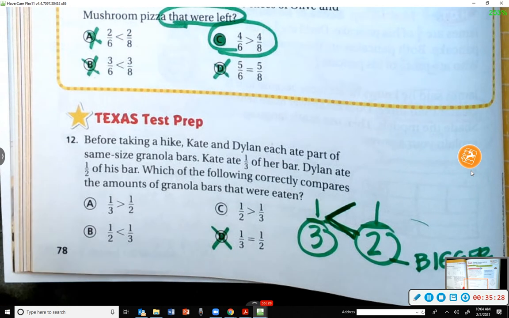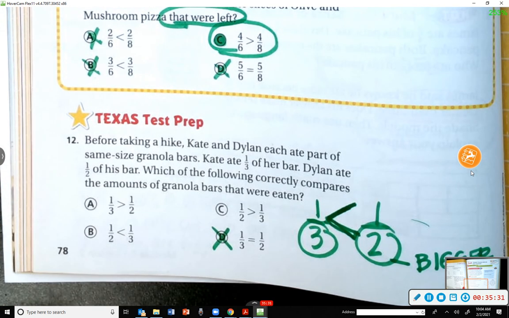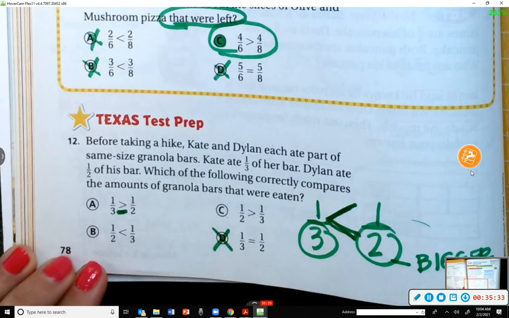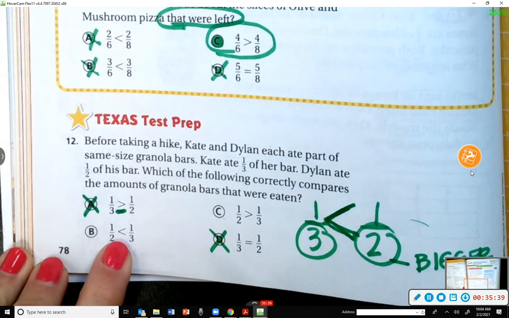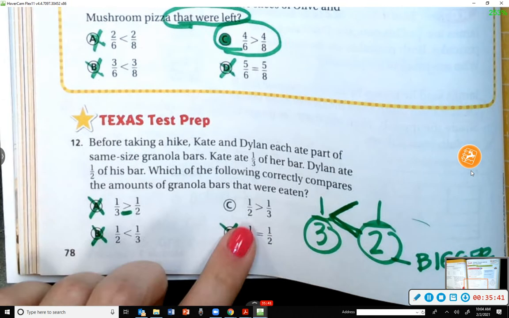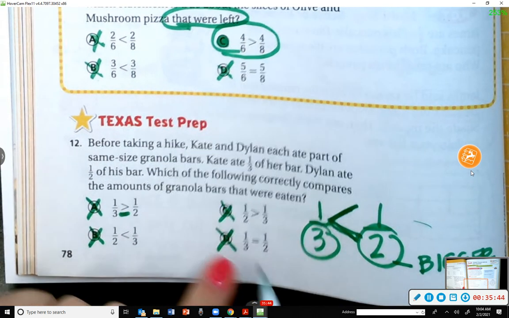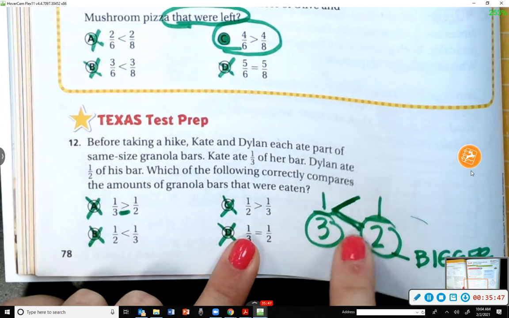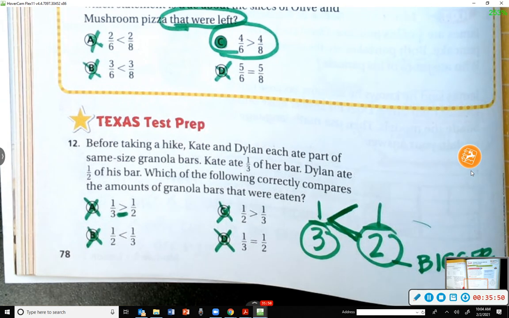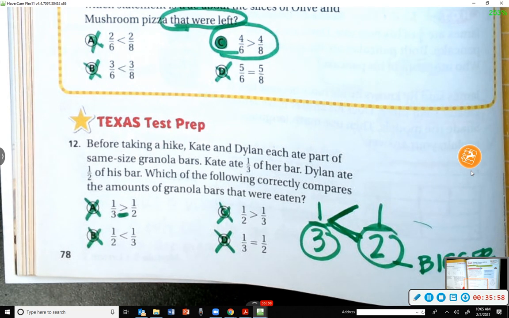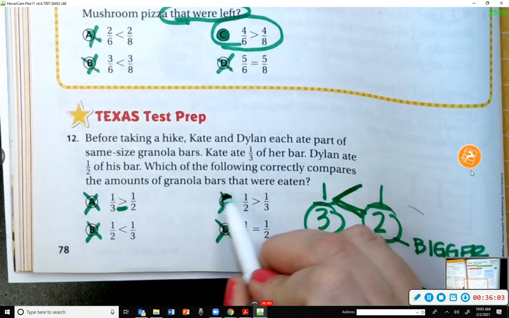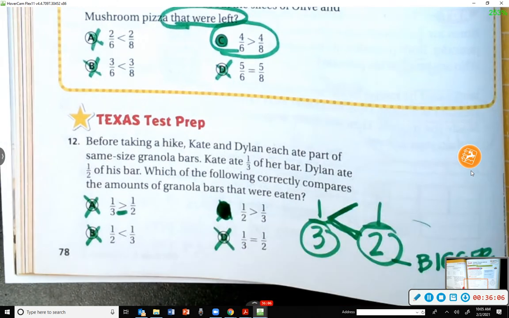Now I need to find which one shows the mouth eating 1/2. Is the mouth eating 1/2 here? No. B? No. C? Yes. It doesn't have it in the same order I do, but it has the mouth facing the right direction. Okay? Any questions on comparing fractions? Because you're about to do this all on your own. No. Why did you X the answer? Oh, did I X the answer? What? C was correct. Sorry. Bubble it in, not X it out.